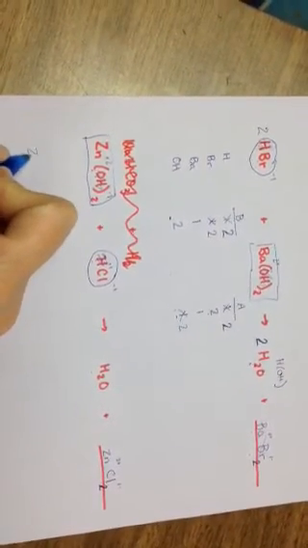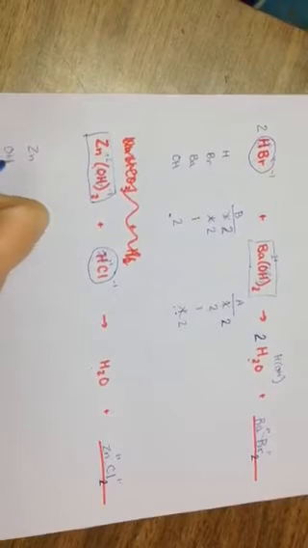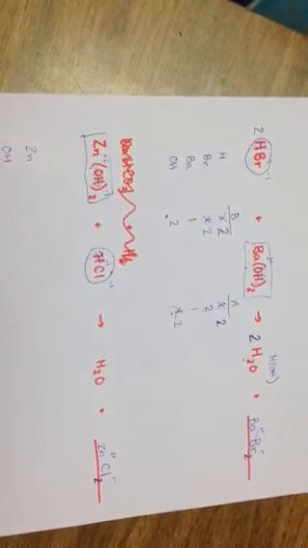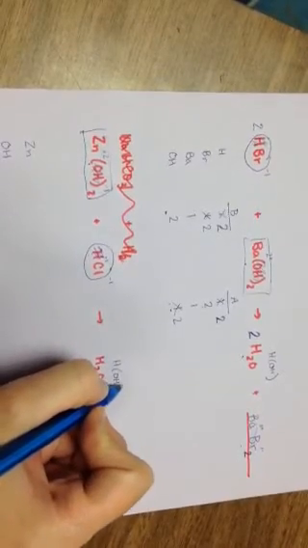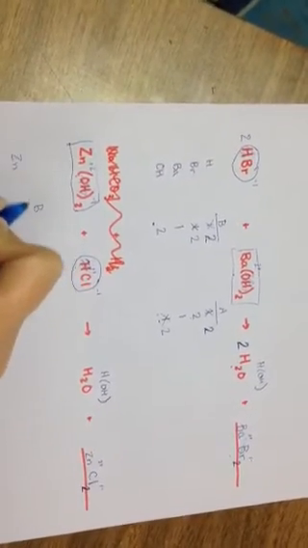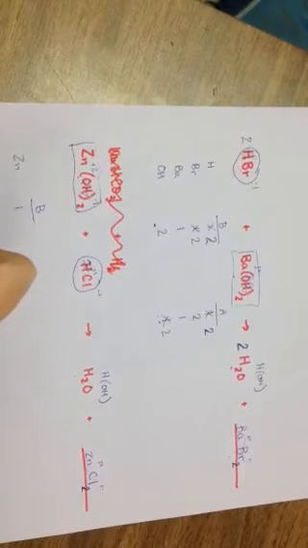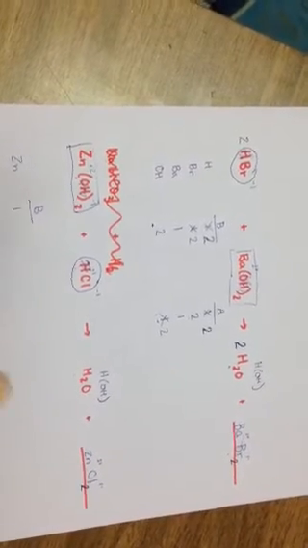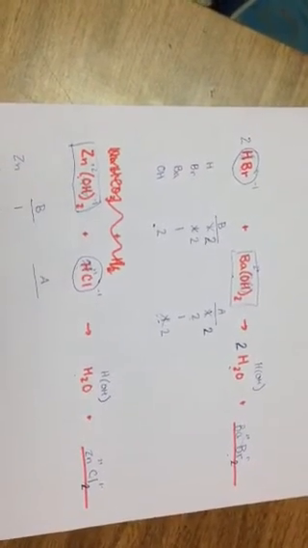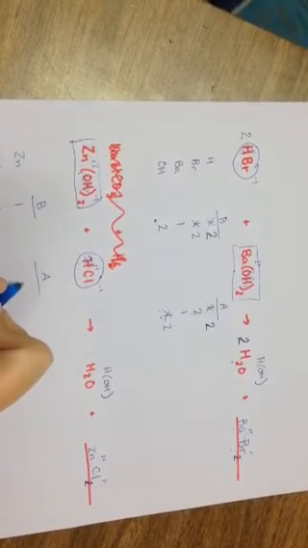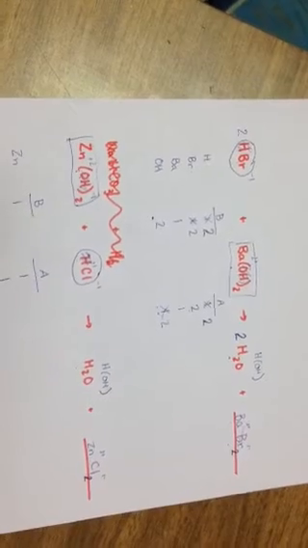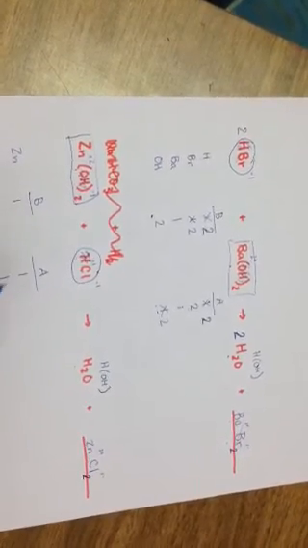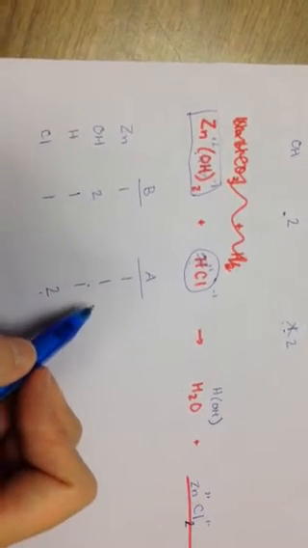Take our inventory. I've got zinc, OH, H, and Cl. I'll just do this right away. I've got 1 zinc, 2 OHs, 1 hydrogen, 1 chloride. After the arrow, I've got 1 zinc, 1 OH, 1 hydrogen, and 2 chlorides. So once again, I'm off balance. Sorry, you can't see that. Off balance in 2 places.